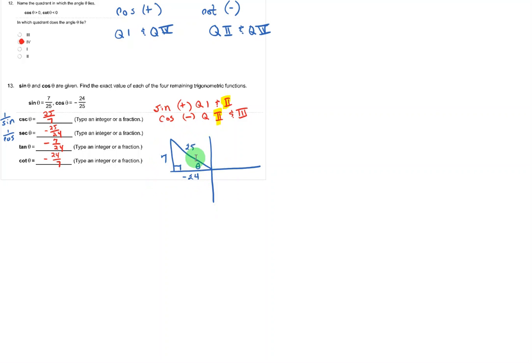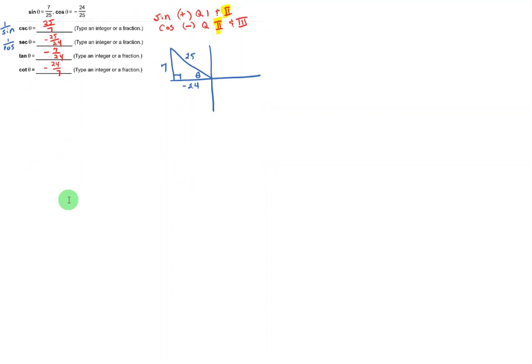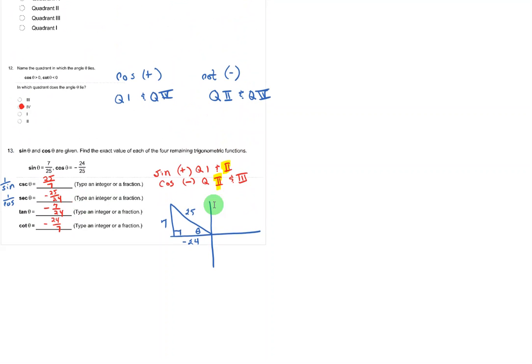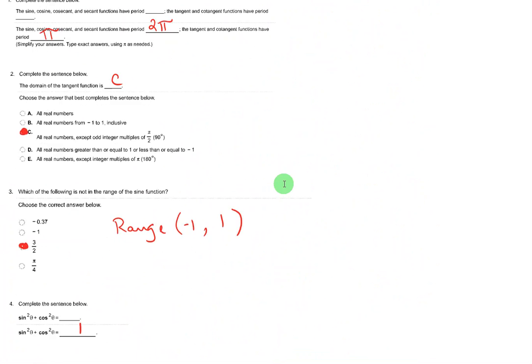Now that we've got that drawn, cosecant is 1 over sine, so that would flip that one. Secant is flipping the cosine, so we do that one. Tangent is opposite over adjacent, so that's negative 7 over 24, and cotan would be the flip of that. So I think that should get you going using the domain and the range and some of the reciprocal identities.